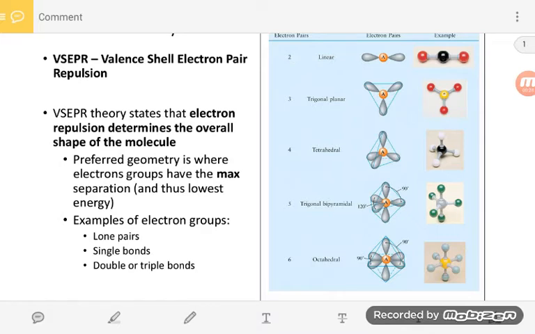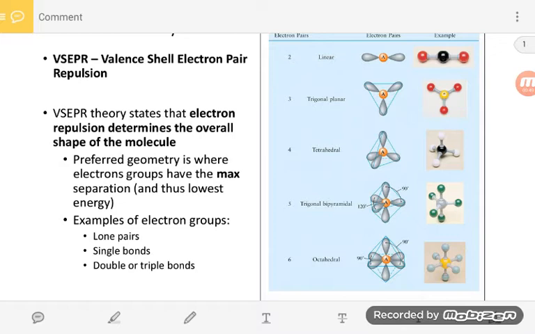VSEPR is a really simple model, though it works really well, that simply states that electron repulsion is what determines the overall shape of the molecule. Or more simply, electrons don't like each other. Like charges repel, and so all of my electrons are going to get as far away from each other as possible in the molecule. And that's going to tell me my lowest energy preferred geometry.